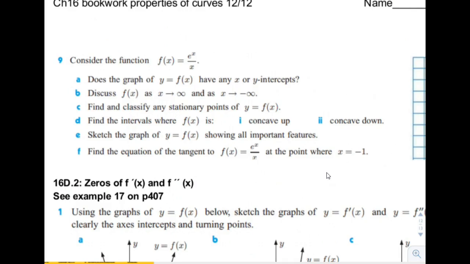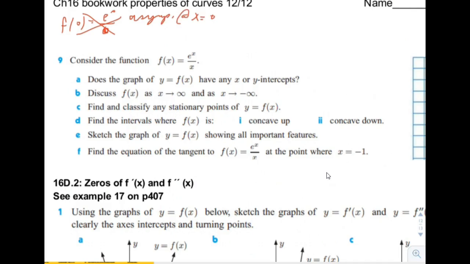Well, remember, to find a y-intercept, what you do is you put in x equals 0. In this case, x equals 0 is going to give us 1 over 0. Uh-oh. 0 in the denominator? No. Instead of having a y-intercept, we're going to have an asymptote at x equals 0.